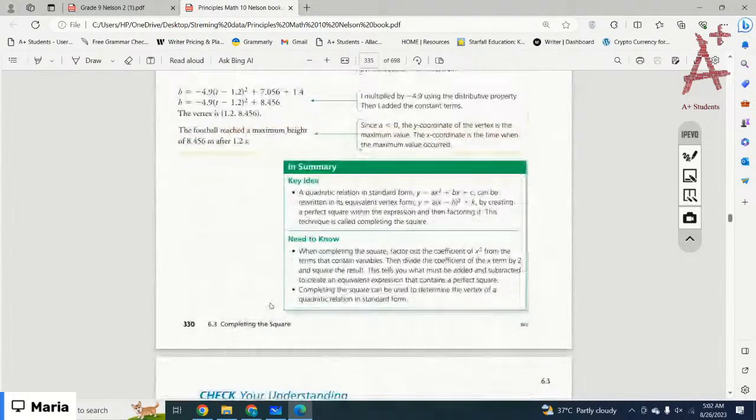A quadratic relation in standard form y equals ax square plus bx plus c can be rewritten in its equivalent vertex form y equals a times x minus h whole square plus k by creating a perfect square within the expression and then factoring it. This technique is called completing the square, right?